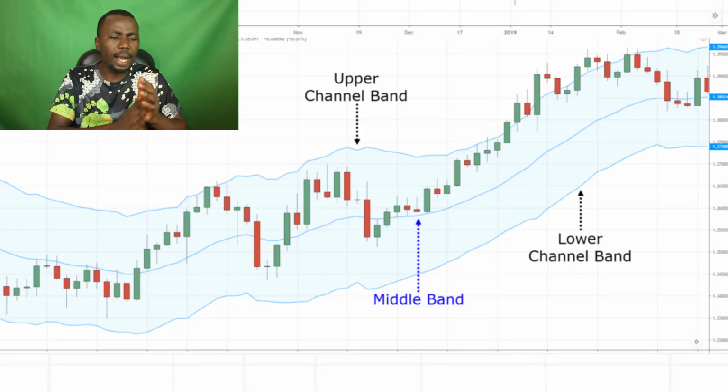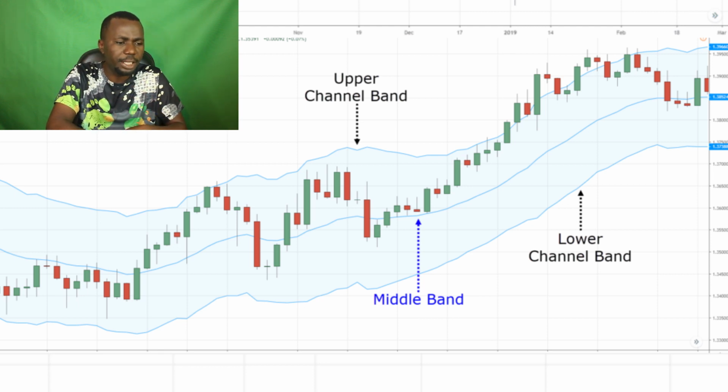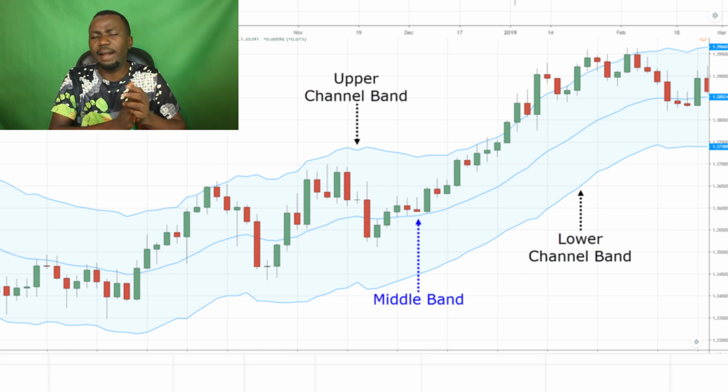Now, if you are trading the Keltner channel, there are three things you should consider, which is the upper channel, the lower channel, and the middle band. So this line above here is the upper channel, which acts as the overbought condition or overbought level. You can also use it as a resistance level. Then this lower channel, right, serves as the oversold condition, or you can also call it the support level.